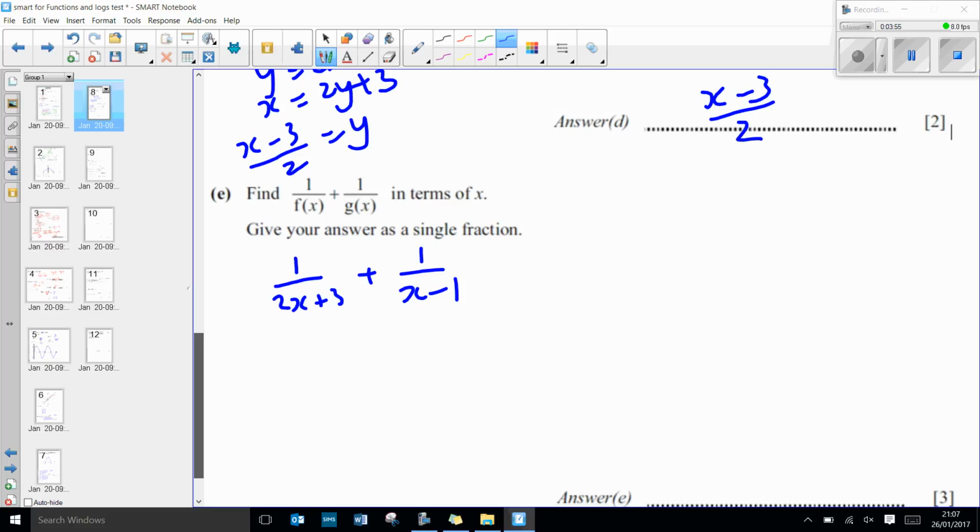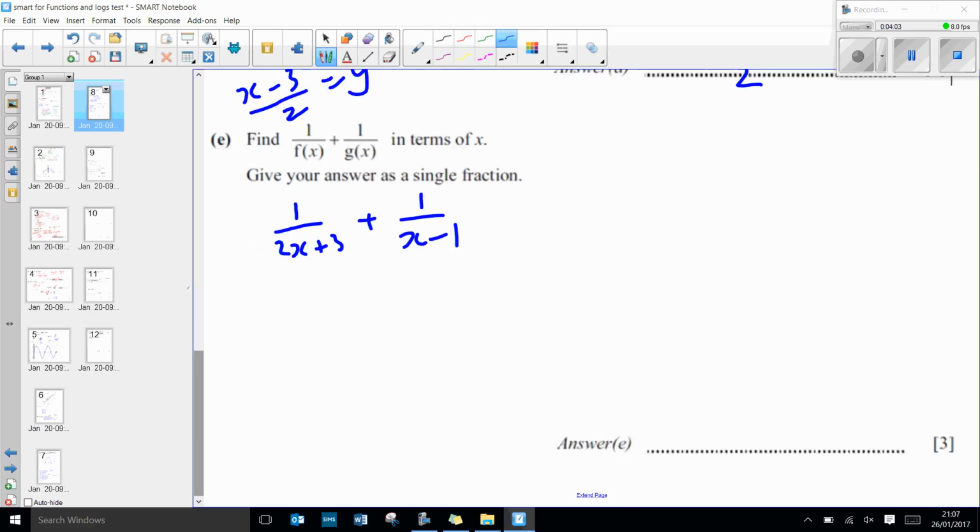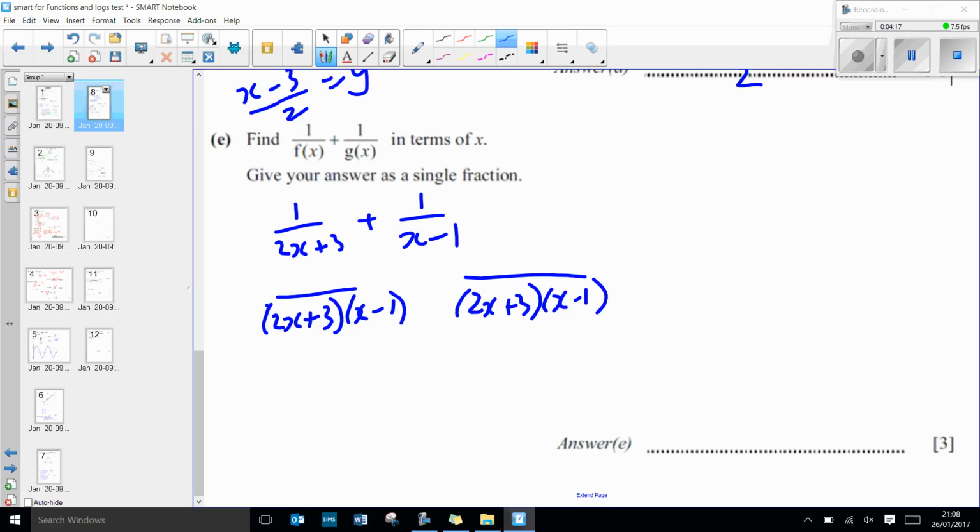So our denominator for both of them is going to be 2x plus 3, bracket, x minus 1. And to the first fraction, to get that denominator, we'd have had to multiply top and bottom by x minus 1. And so 1 times x minus 1 is just x minus 1. And to the second fraction, to make sure that that's the denominator, we would have multiplied by 2x plus 3.